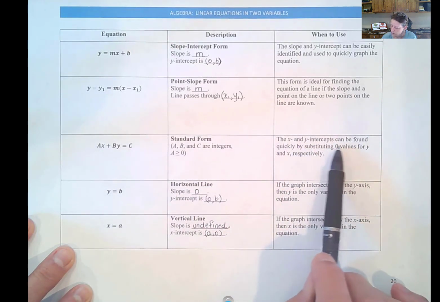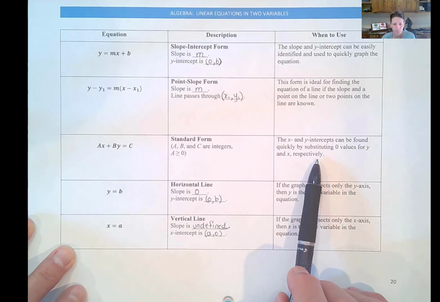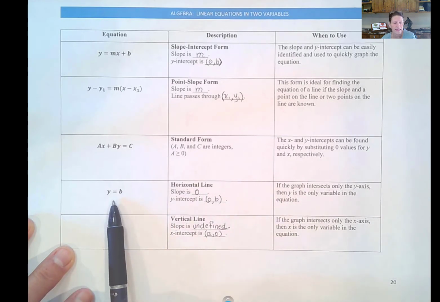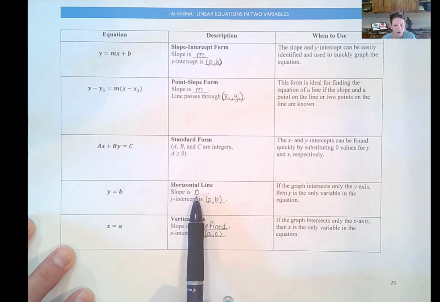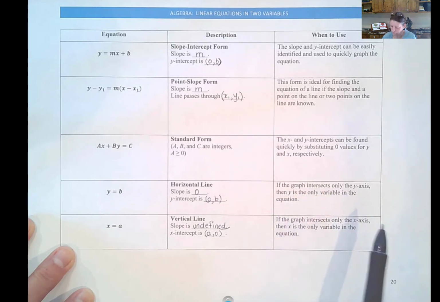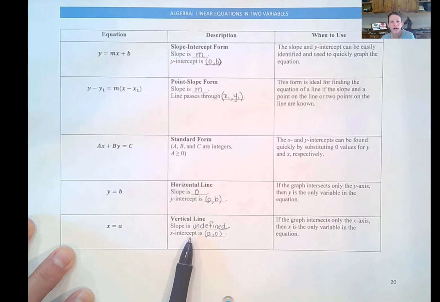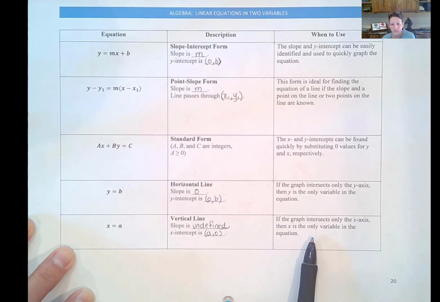In this form, the x and y intercepts can be found quickly by substituting 0 values for y and x, respectively. Our horizontal line takes the form y equals some number, like y equals b. The slope of a horizontal line is 0. The y-intercept is (0, b). If the graph intersects only the y-axis, then y is the only variable in the equation. Lastly, our vertical line takes the form x equals a. Slope is undefined for a vertical line. It has an x-intercept (a, 0). And if the graph intersects only the x-axis, then x is the only variable in the equation.